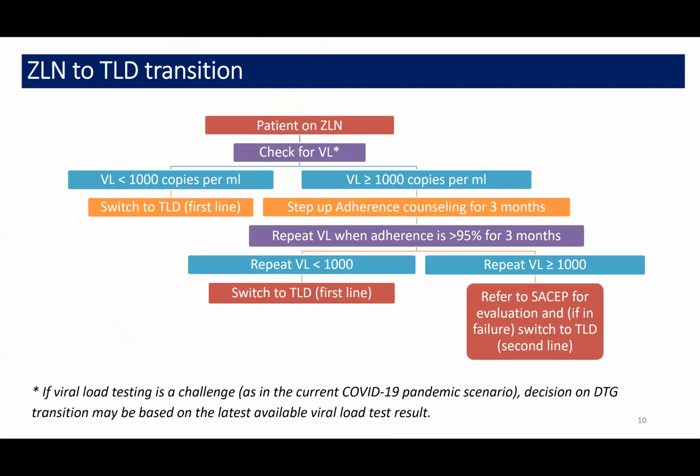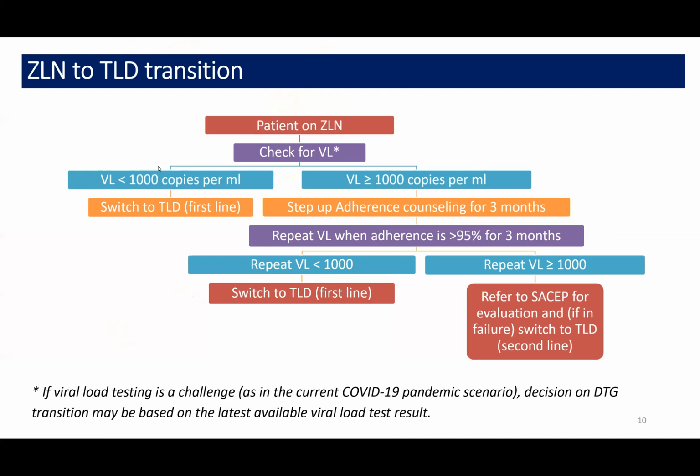So what this letter says in summary: for those patients who are on ZLN based regimen, you need to do viral load again for all these patients. As I said, if viral load is not available because of COVID, you just refer back to the previous viral load from the last 6 months, and a decision can be made based on that.